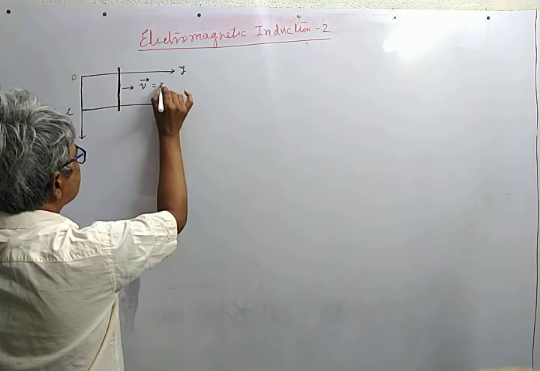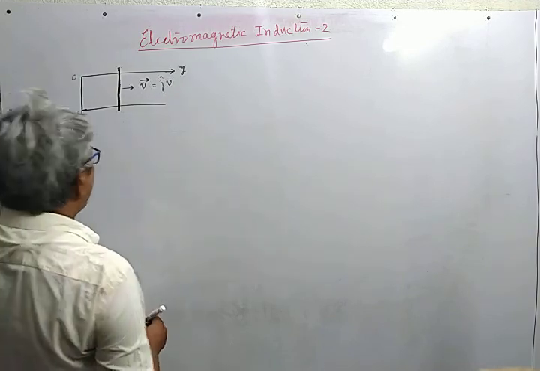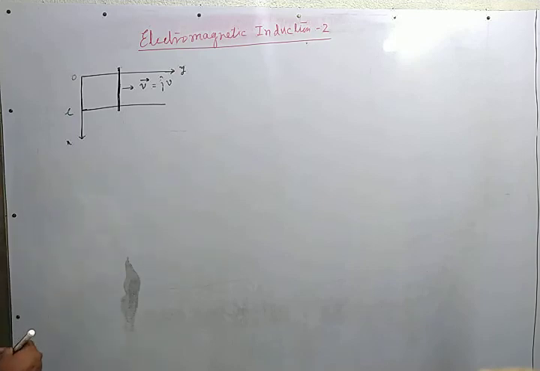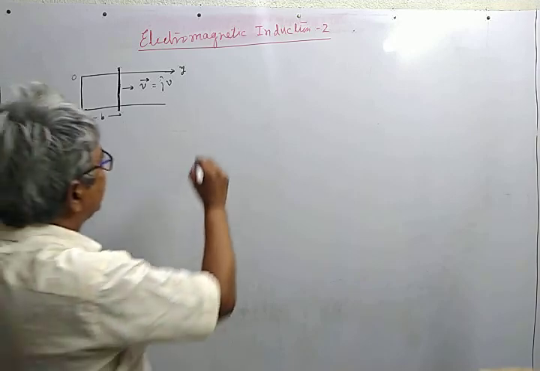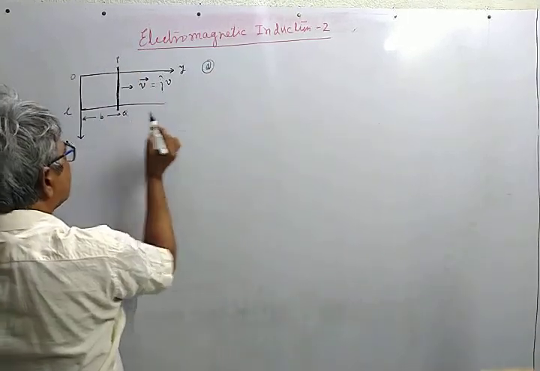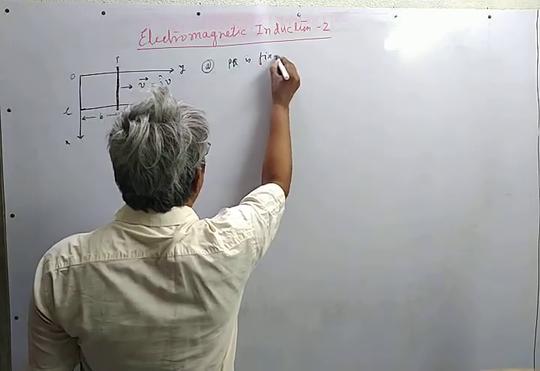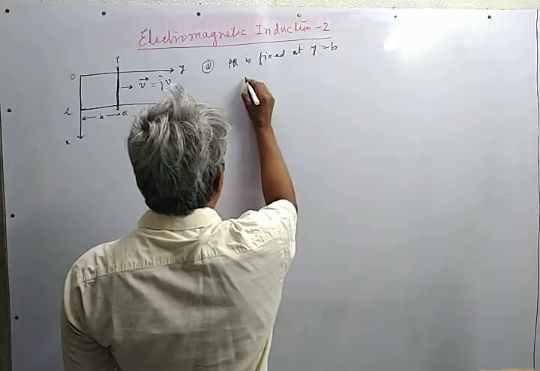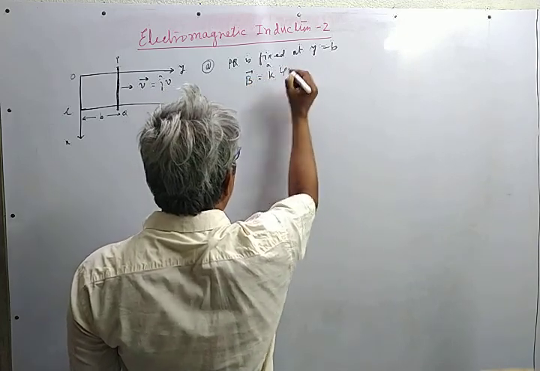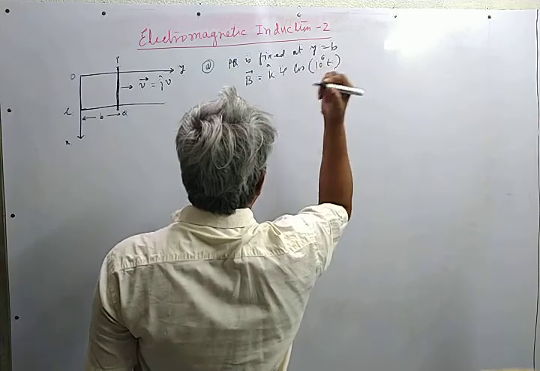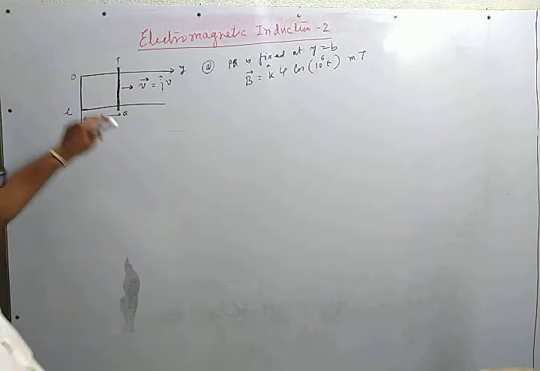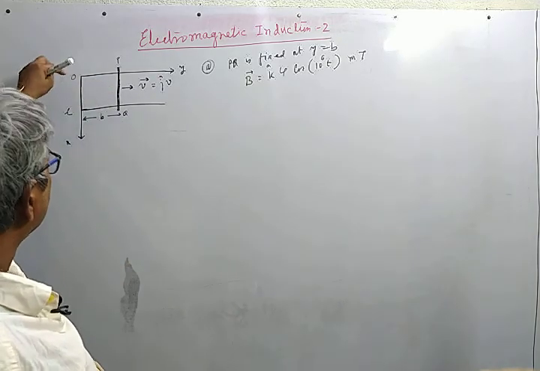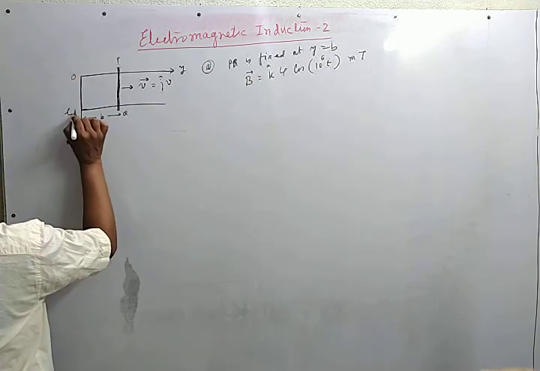So this can be written as j cap times its magnitude, and a magnetic field that acts is along the z axis. The first case is that the rail PQ is fixed at y equal to b, and the magnetic field B is k cap 4 cos of 10 to the power 6t millitesla. I have taken this problem from the book of Sadiku. Since the conductor is fixed, the closed conductor is P, O, P, Q, and let me call it R. So this is the closed loop.